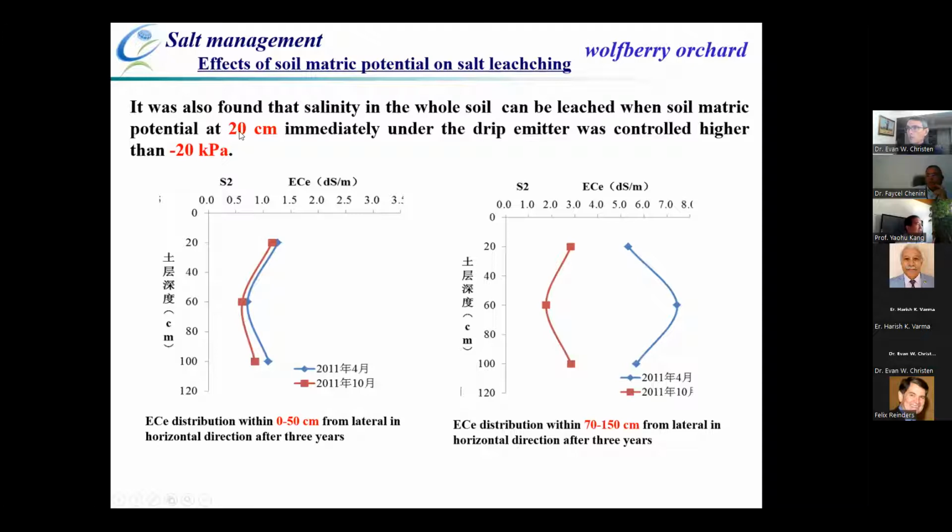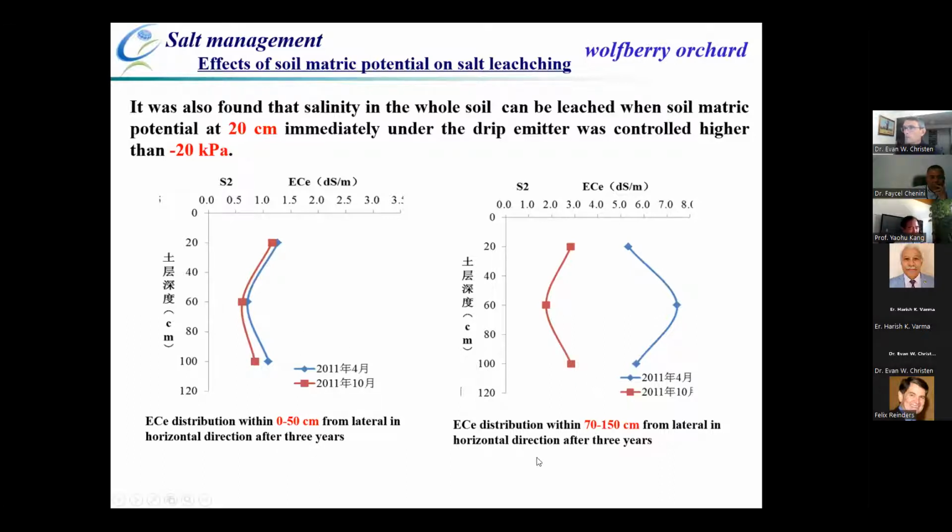And we also found, for the Wolfberry orchard, that when the soil matric potential at 20 centimeter depth was controlled at minus 20 kPa, there is no salt accumulation in the soil and the salt is leached. This line shows the beginning and after harvesting, and the ECe range from 0 to 50 centimeter from the lateral in the horizontal direction after 3 years.